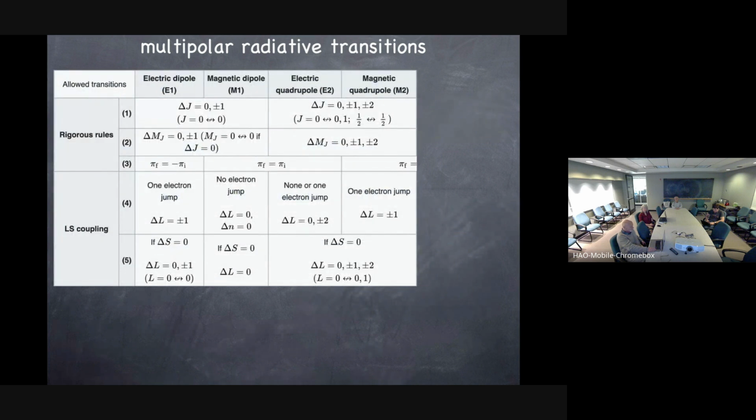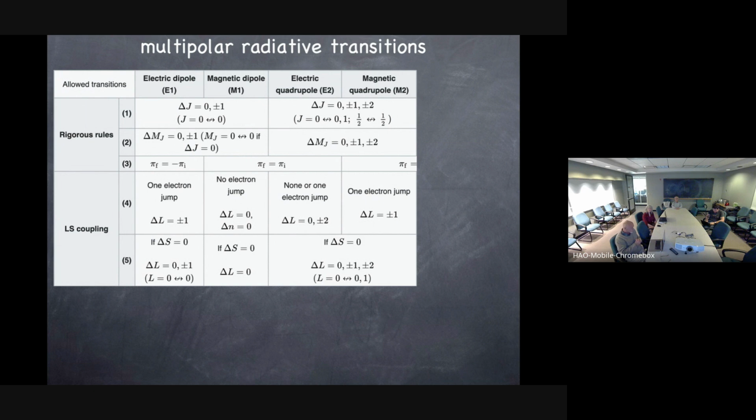All right, so I don't want to scare you to death, but these are the multipolar redshift transitions, and you can see what I haven't talked about is the nature of the wave functions, to the extent of angular momentum and the quantum numbers associated with that.